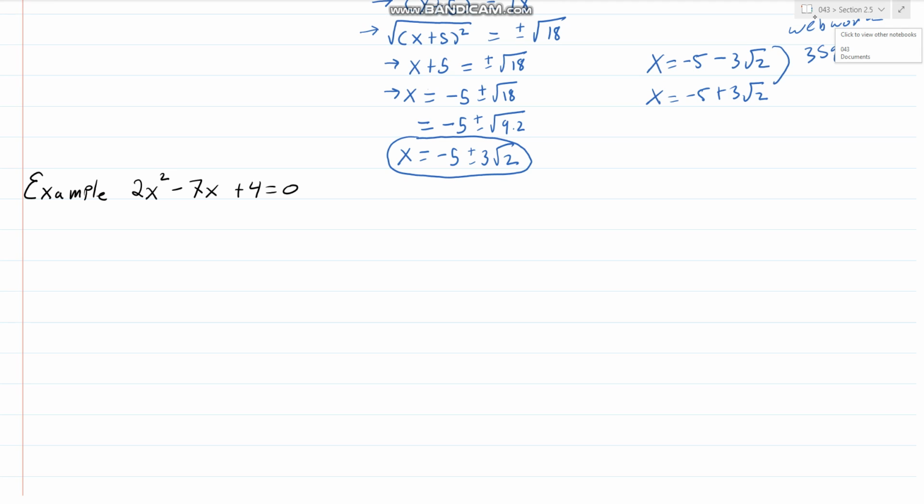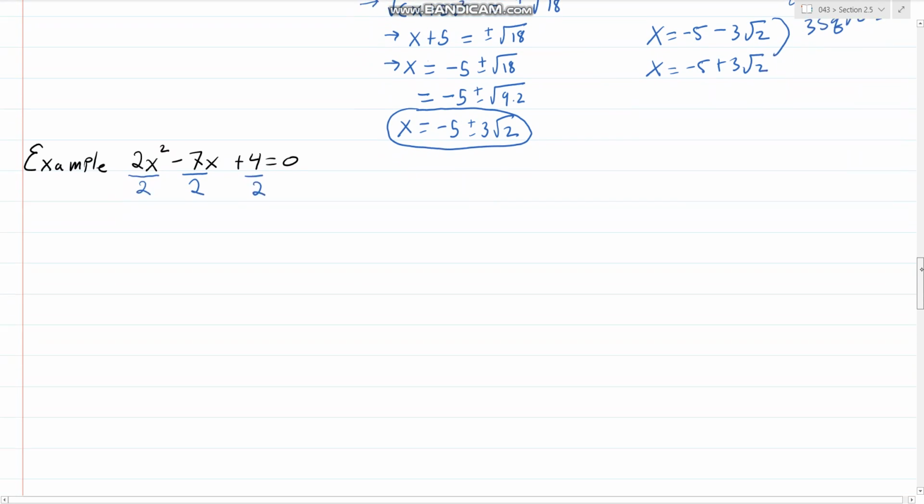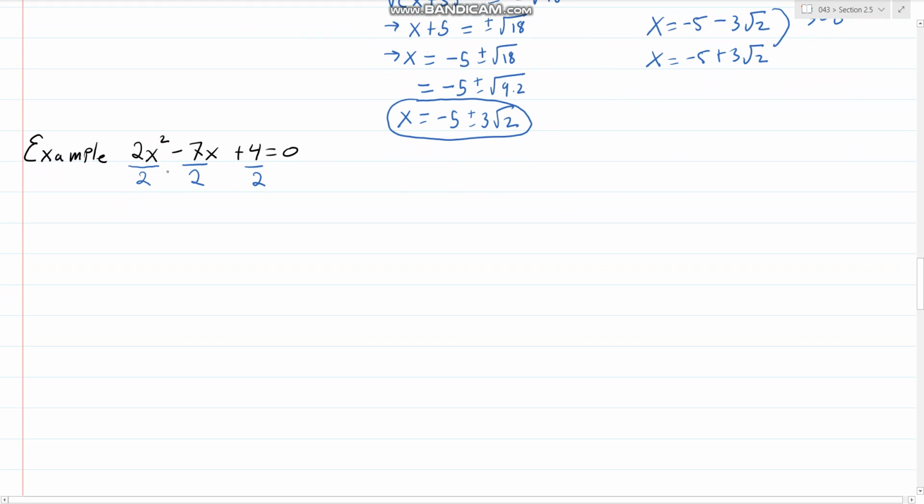Now, the first step to completing the square, if you don't already have it, is that you need to divide everybody by that leading coefficient. We didn't have to do that in the previous example because we had a leading coefficient of 1, so that wasn't an issue. But in this one, it is an issue, so we have to do that. When we do that, we get x squared minus 7 halves x plus 2 equals 0. And now I can begin to use completing the square.